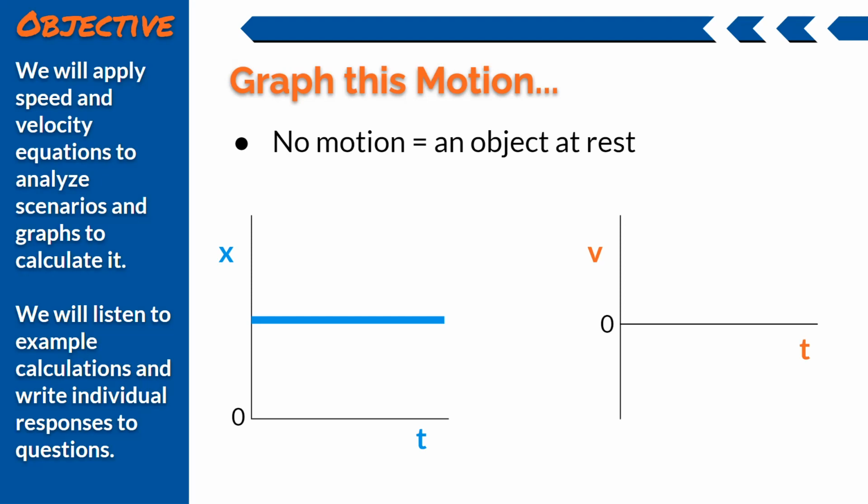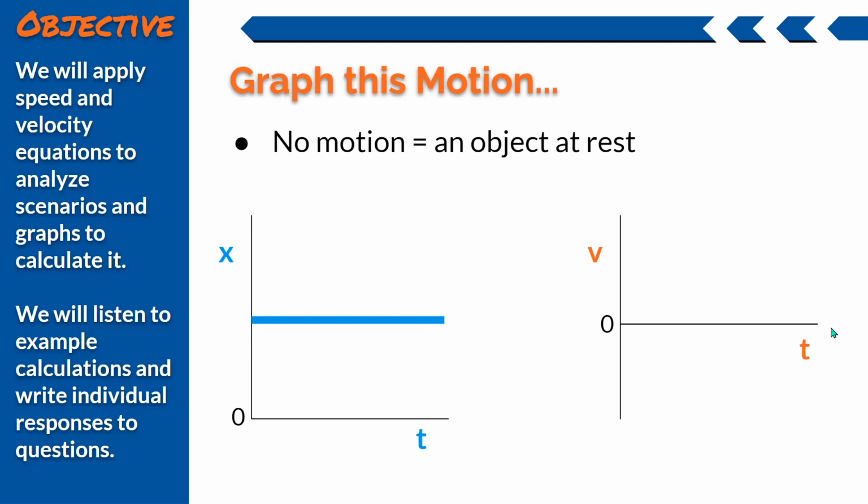And it doesn't have to be right there. It could be anywhere. If you have any horizontal line on your XT graph, whether it's above 0, at 0, or below 0, that means the object is at rest at whatever that position is. Okay, and so if you see a horizontal line, we're at rest.